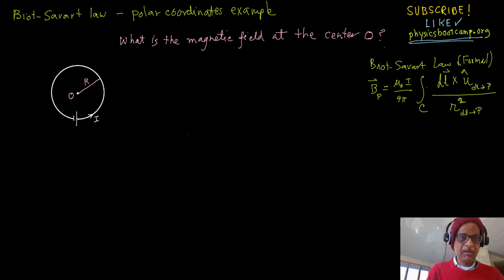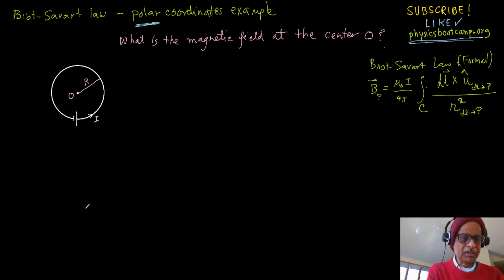So today we have a Biot-Savart law, but the geometry over which the current flows is amenable to polar coordinates. Okay, so it's a circle. It could have been just an arc, but I'm doing the entire circle in this problem.